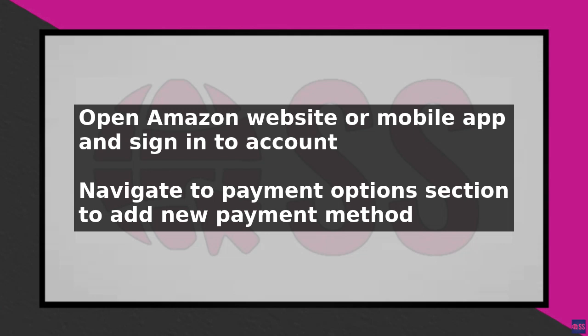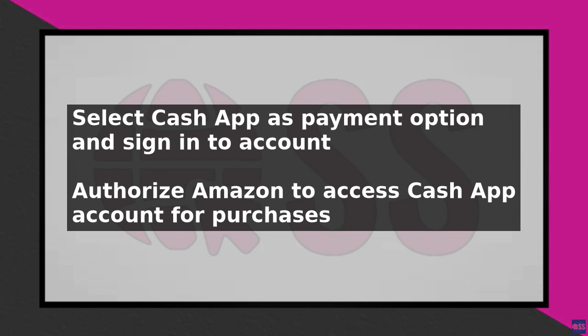You will be redirected to the Cash App website where you need to sign in to your Cash App account. Once you are signed in, you will be asked to authorize Amazon to access your Cash App account. This will allow Amazon to charge your Cash App account for purchases. After authorization, you will be redirected back to the Amazon website or mobile app where you can select Cash App as your payment method for your purchases.